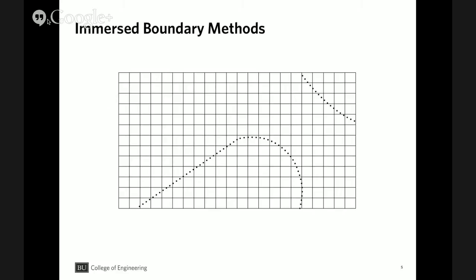And so the advantage with this method is that grid generation is very simple. But the difficult part is to make sure that you satisfy your boundary conditions correctly at the interfaces. And I mean, that's why it's called an immersed boundary, because you have the boundary that's immersed in your grid.